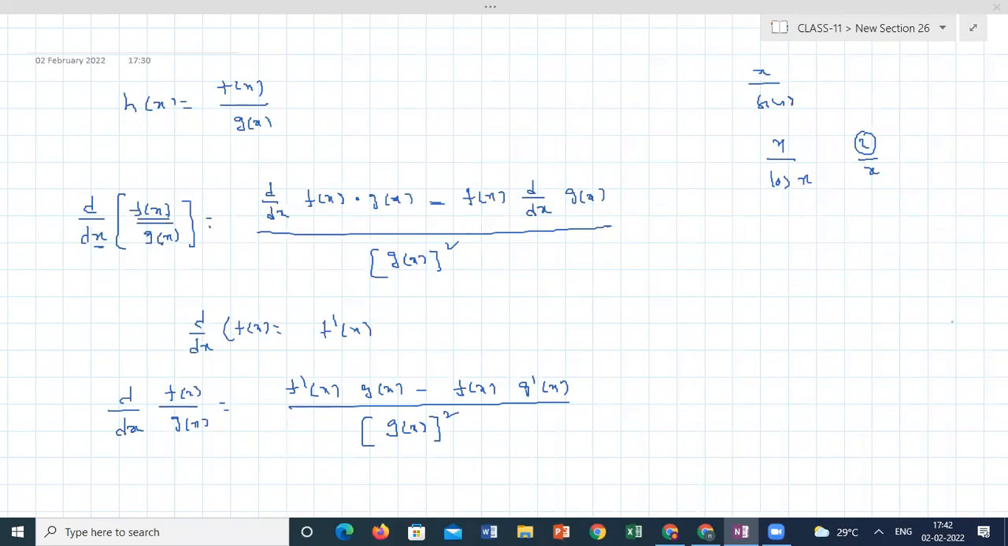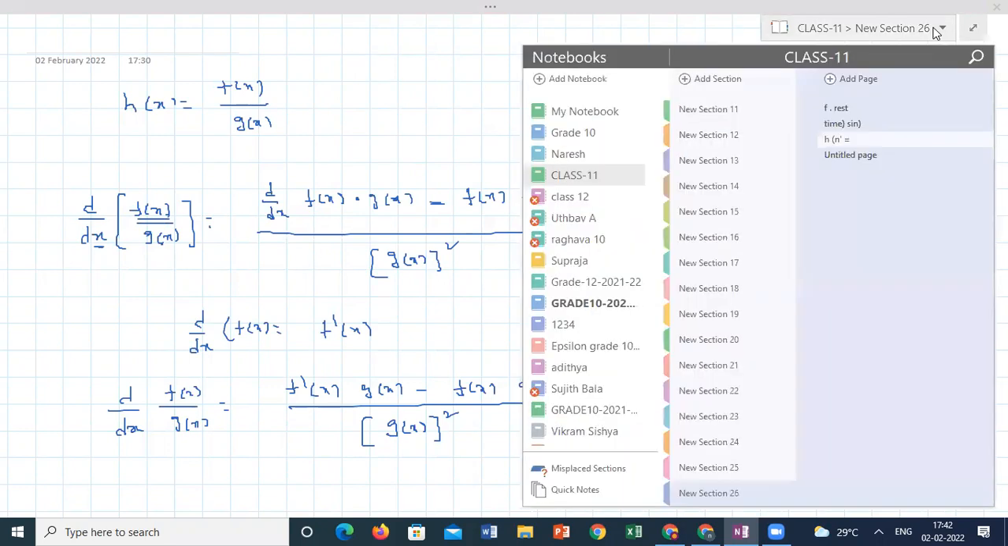Yeah. So I will give one or two examples related to the product rule, how to do the product rule. We know what is the differentiation of tan x, students? What is the differentiation of tan x?